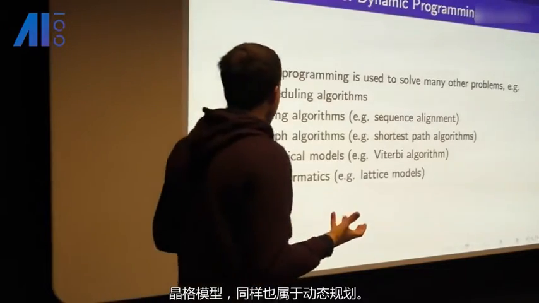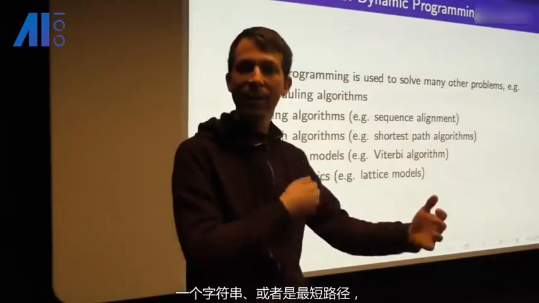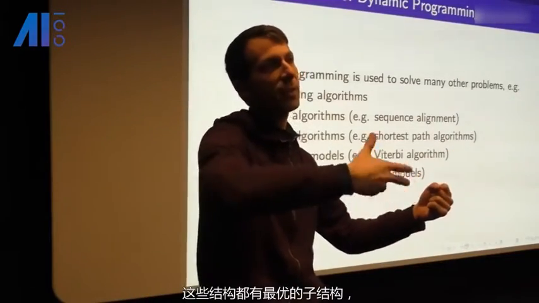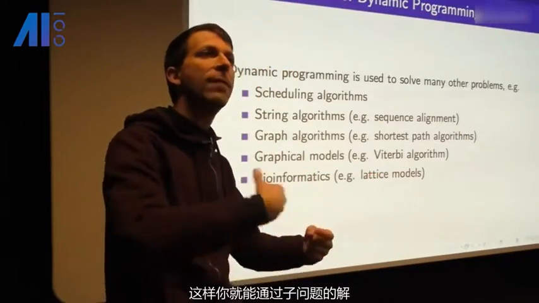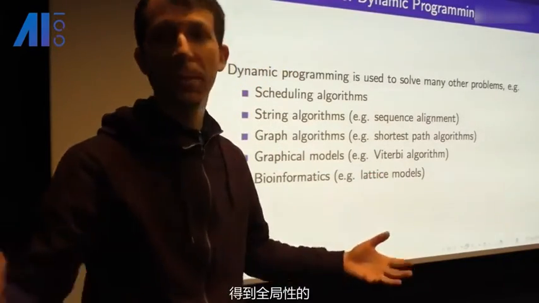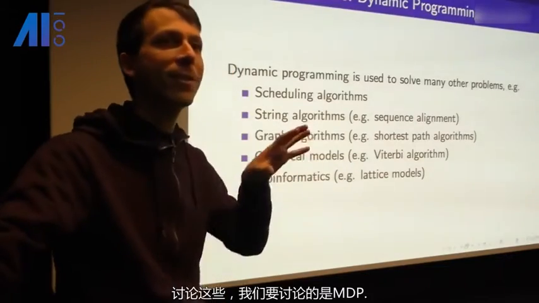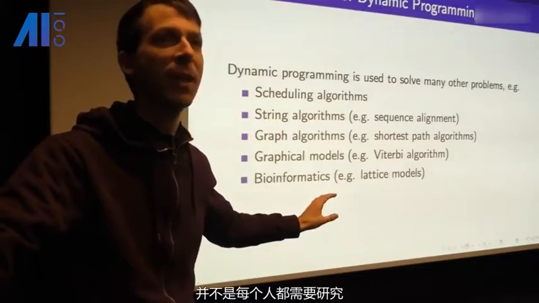Lattice models in bioinformatics again. Anything where you've got some kind of structure like a lattice or a string or a shortest path where there's this optimal substructure and the principle of optimality. And then you can put these things together, efficiently solve the subproblems, figure out something about the overall problem. Okay, but we're not going to talk about these today. We're going to focus on MDPs. Just want you to be aware that that's not what everyone means when they talk about dynamic programming.